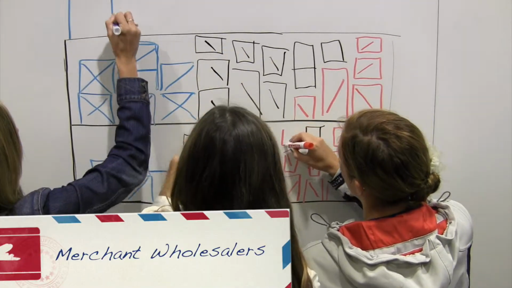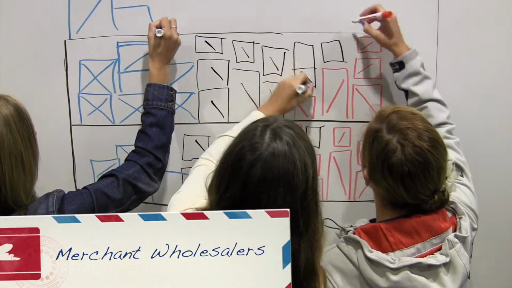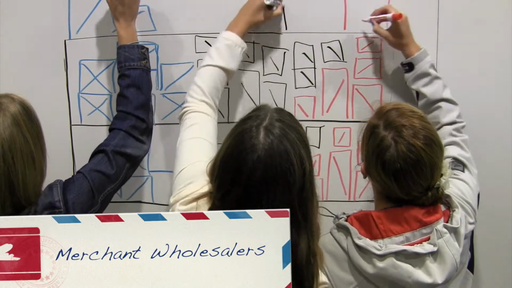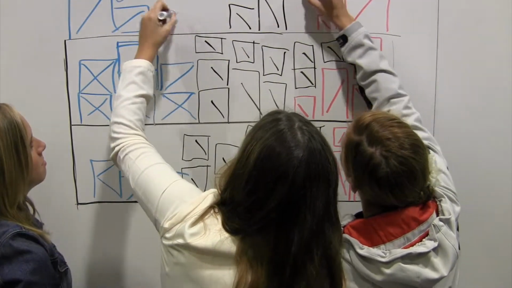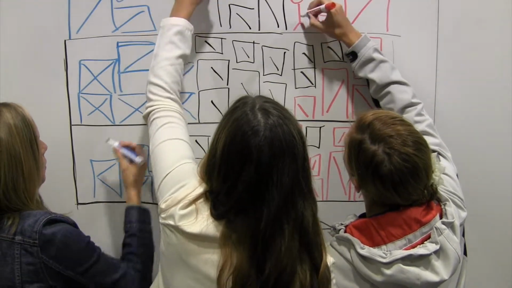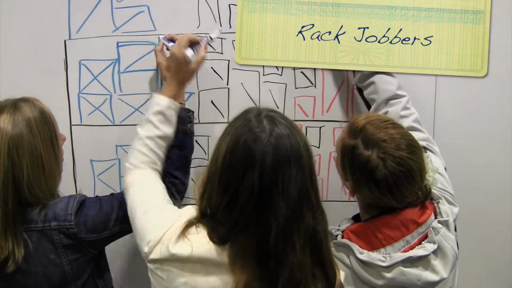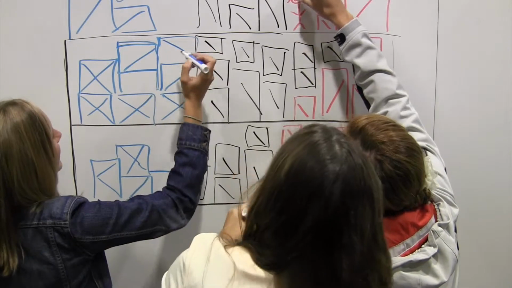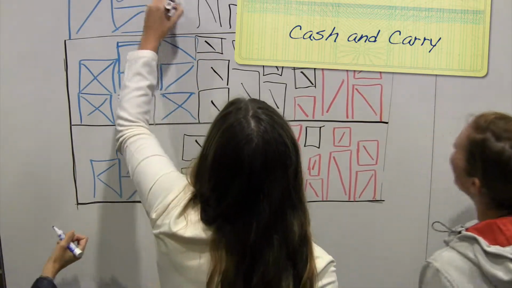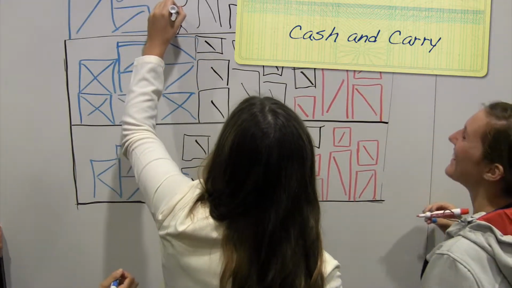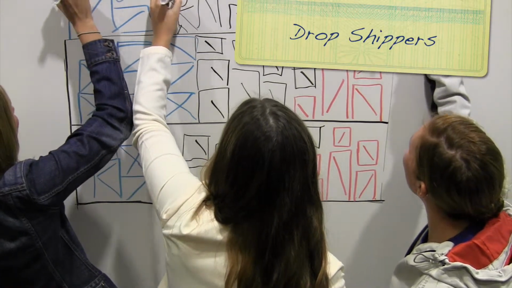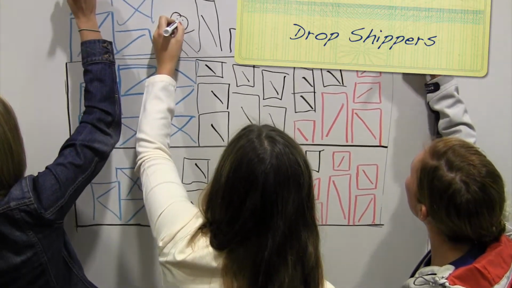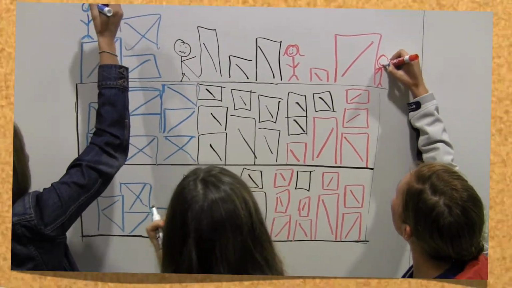Merchant wholesalers are independently owned firms that take title to the goods they handle. 3 different types of wholesalers are rack jobbers, cash and carry wholesalers, and drop shippers. Rack jobbers go to the retailer and stock shelves of merchandise. Cash and carry wholesalers are for small retailers that could pay cash and walk away because they do not require a large order. And drop shippers is when the merchandise is shipped directly to the retailer.